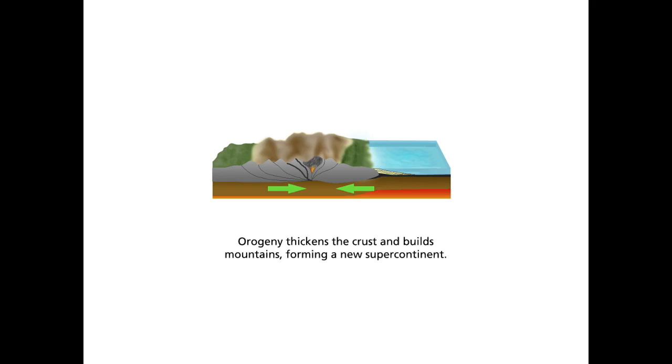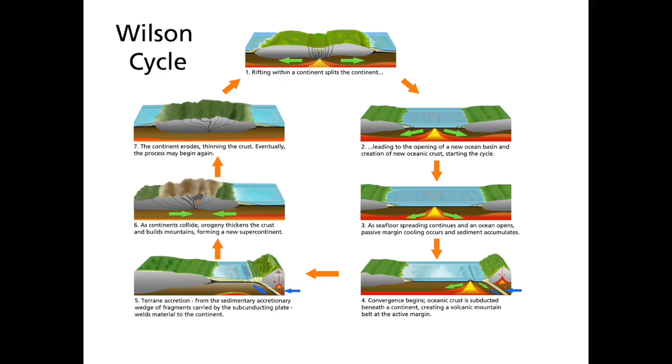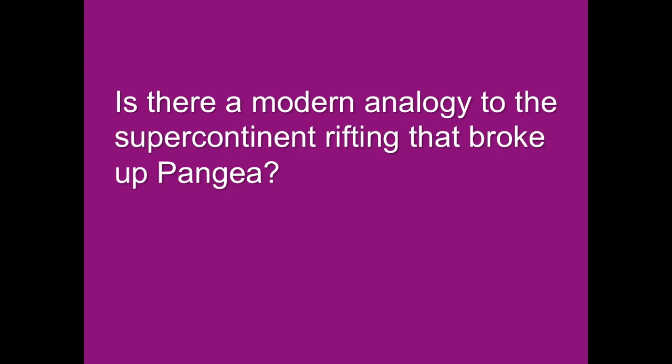Now, eventually, the subduction closes up, and you have two continents colliding, forming an orogeny, thickening the crust, and building the mountains and forming a new supercontinent. So that's the Wilson cycle. We go from a supercontinent to rifting to subduction, eventually that subduction closing up the ocean basin, forming a new continent. So is there a modern analogy to this supercontinental rifting that broke up Pangaea?